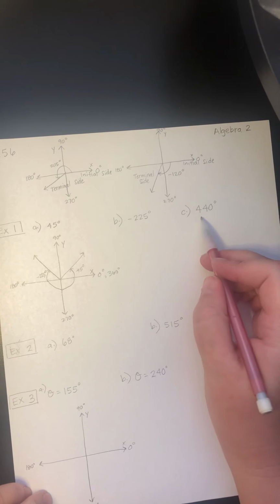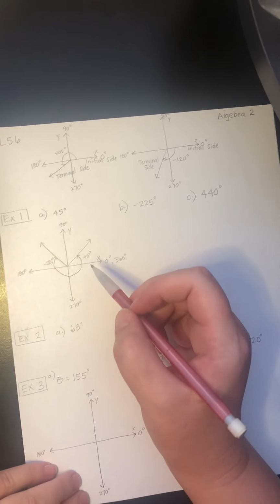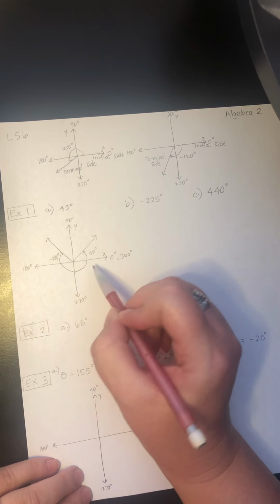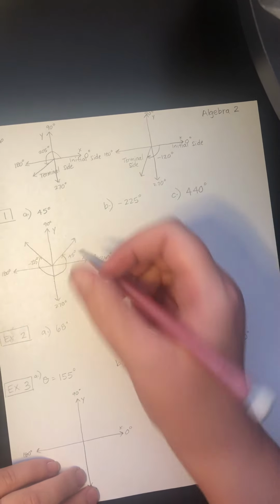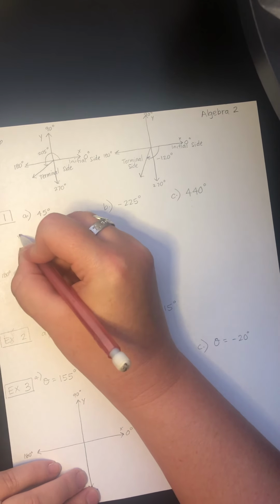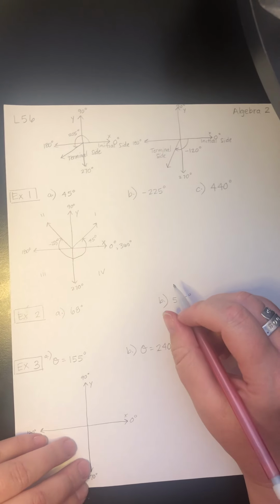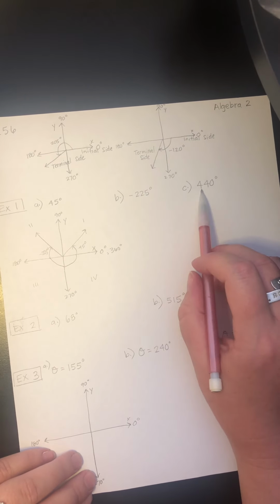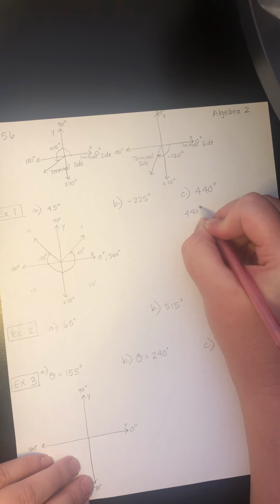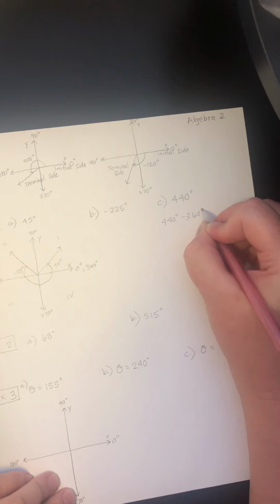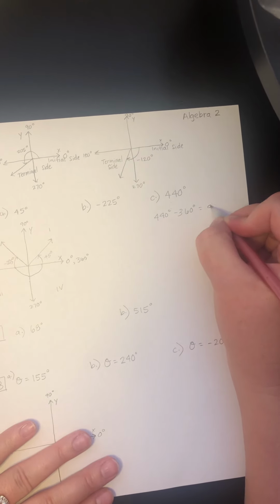The next one, C, is 440 degrees. We're going to move in the positive direction, which is counterclockwise. But for this one, let's figure out where we're going to stop, because this is our first quadrant, second quadrant, third quadrant, and fourth quadrant. We want to figure out which quadrant we're going to stop in. This is more than 360 degrees. So you can do 440 degrees minus 360 degrees, and we can figure out what's left.